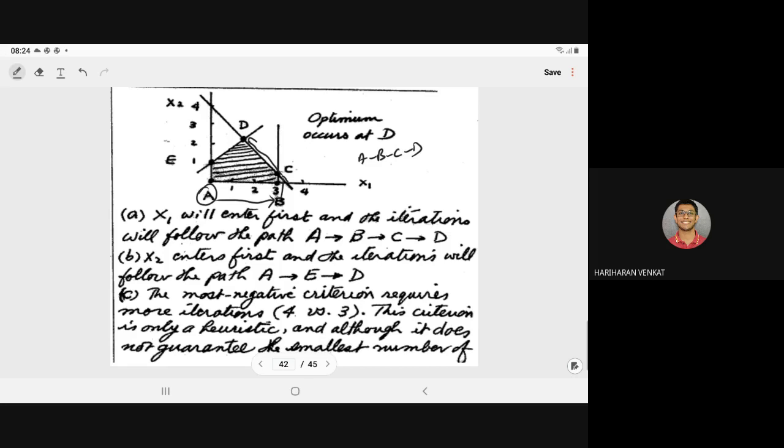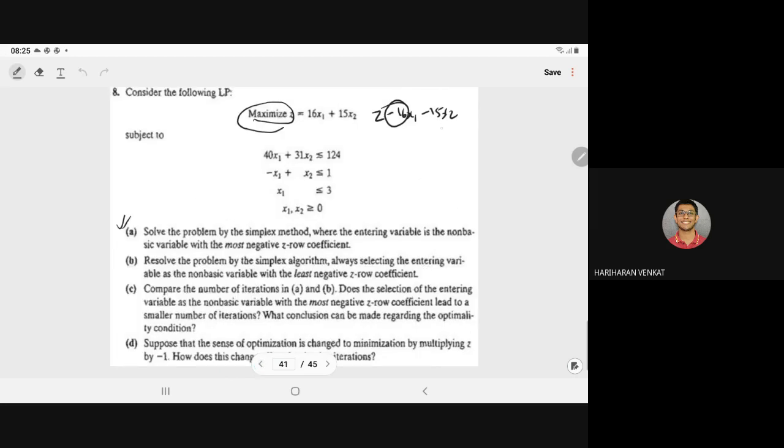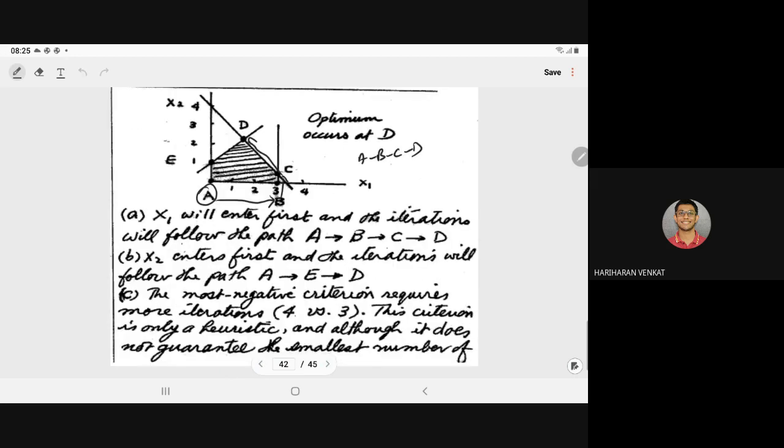If you select the least negative, it means x2 will enter. So when x2 enters, you go from A to E, then E to D. In the case of x2, the sequence will be A, E, D. So we can observe that choosing the least negative gives you a smaller number of iterations, but it is by chance only, right? Here x1 will enter first and the iteration will follow the path A, B, C, D.